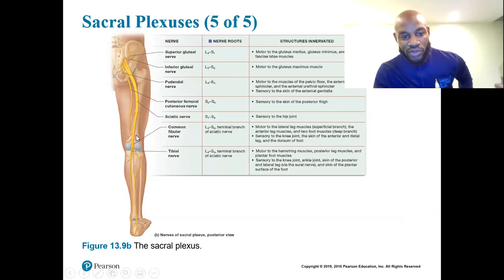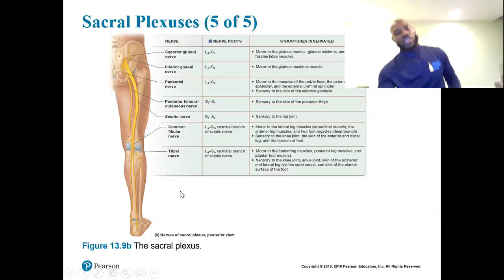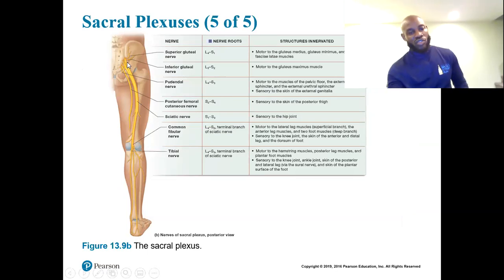sciatic nerve, which branches off into your tibial and your fibular nerve, right? So an issue up here, the top with your sciatic could cause an issue way down here. Right? So that's something, remember, it's all connected, right? Cell bodies up here, the axons extend all the way down.